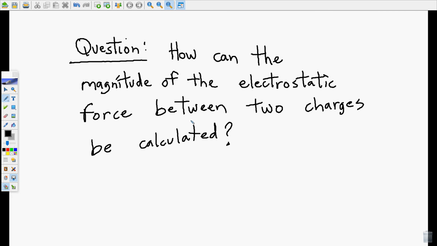And surprisingly, the formula to calculate this force looks eerily similar to the gravitational force that Newton proposed. But yet this is a completely different force. This is not the force of gravity, it's an electrostatic force.